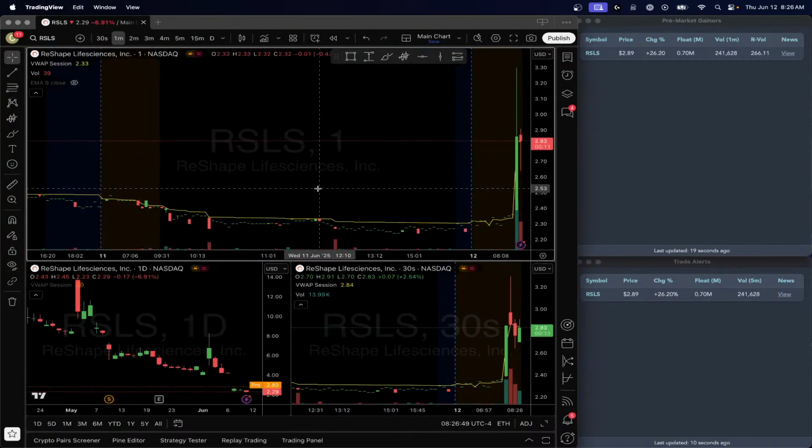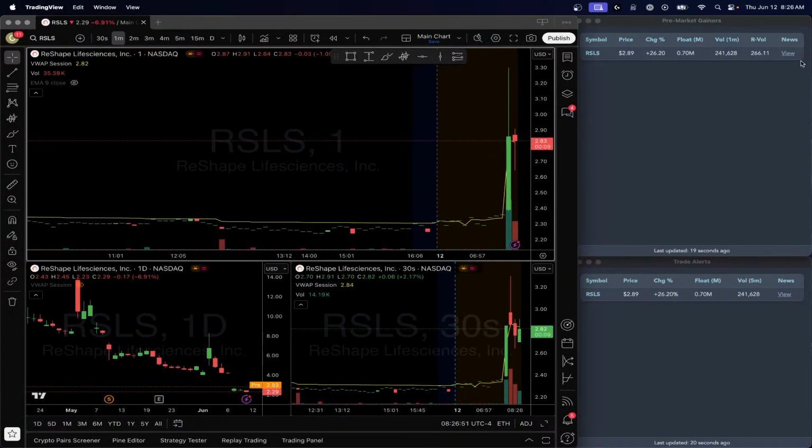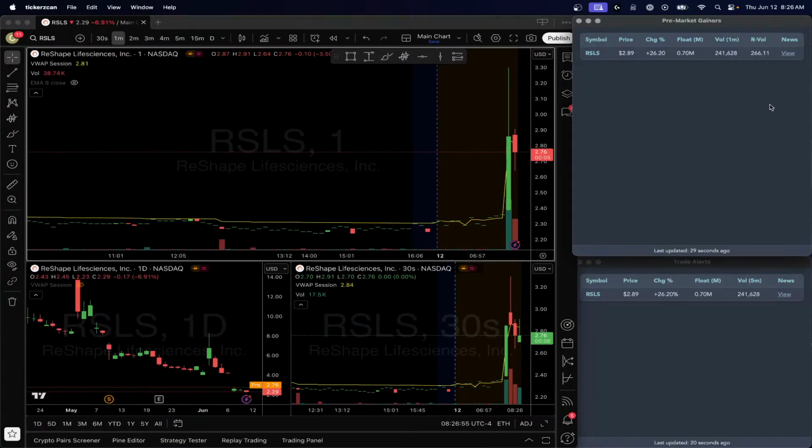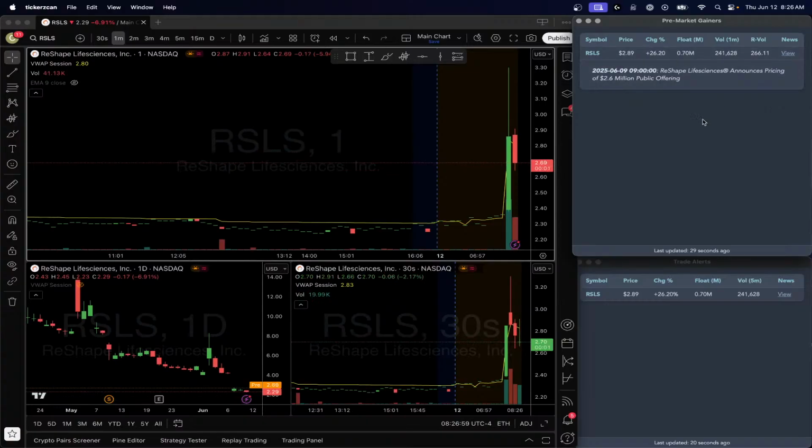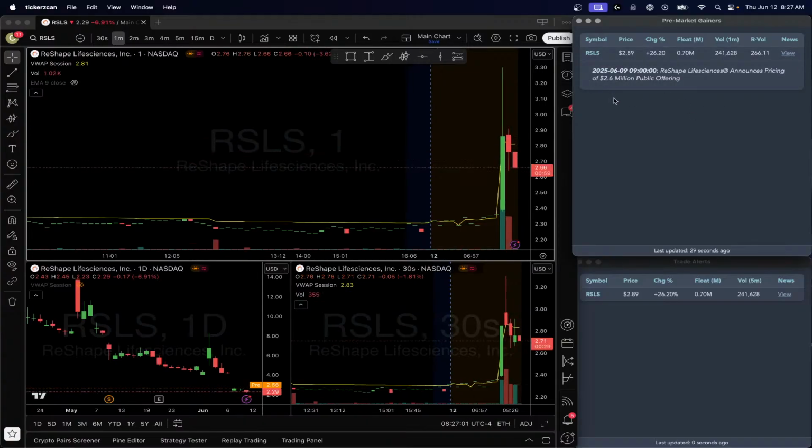RSLS. Okay, we might have something here. RSLS. We have a relative volume, RVOL, 266. That's pretty significant. Announces pricing of 2.6 million public offering. Okay.